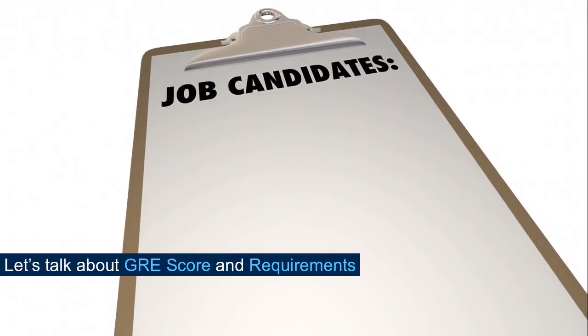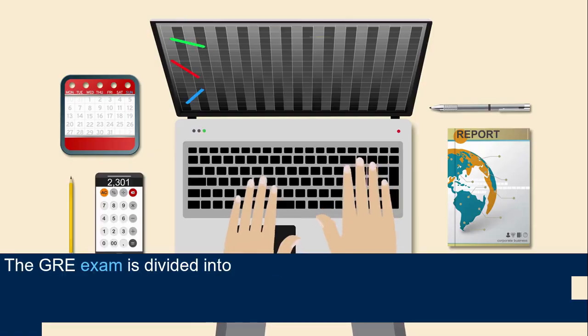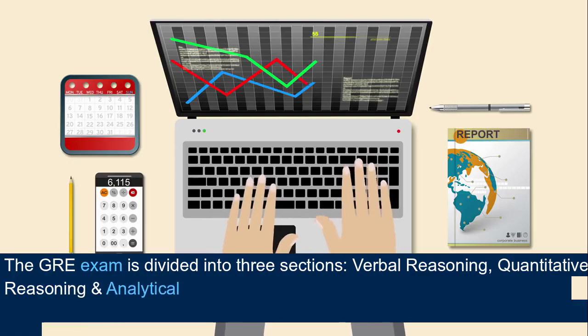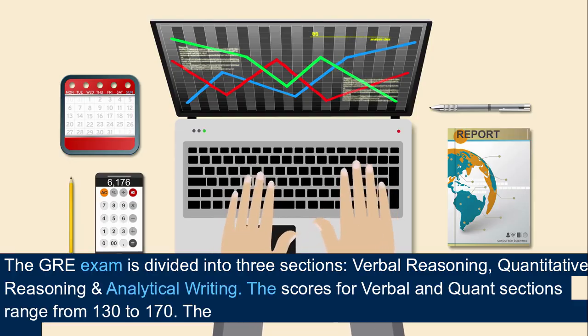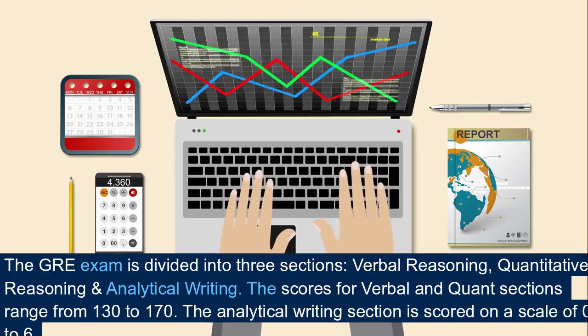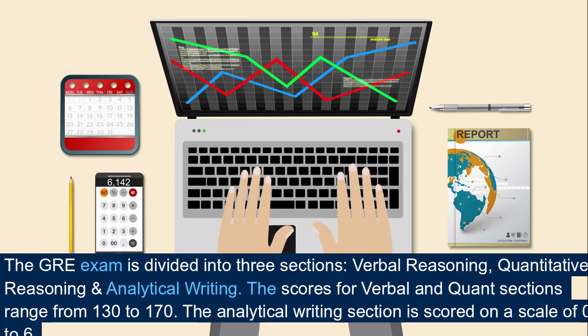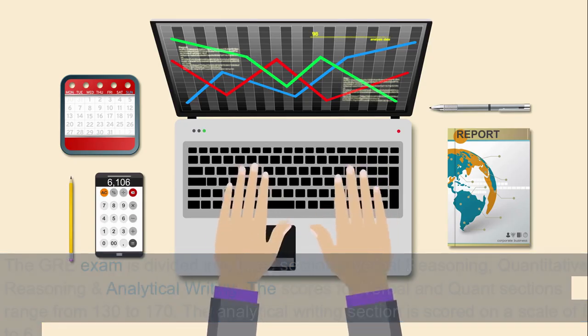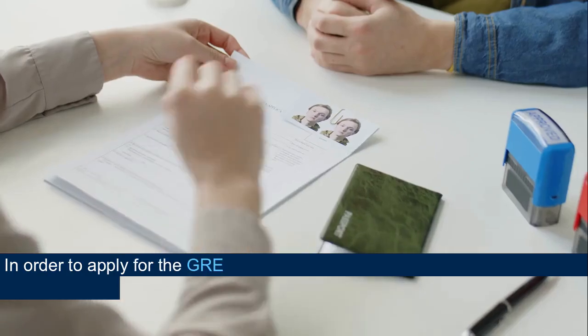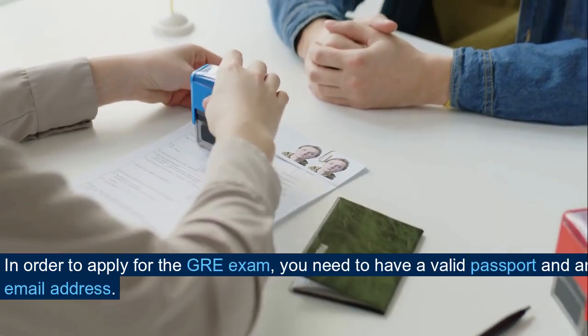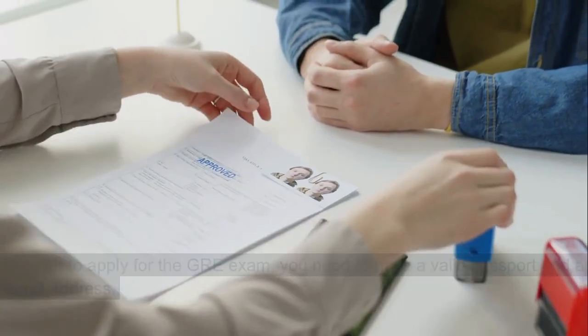Let's talk about GRE score and requirements. The GRE exam is divided into 3 sections: verbal reasoning, quantitative reasoning, and analytical writing. The scores for verbal and quant sections range from 130 to 170. The analytical writing section is scored on a scale of 0 to 6. In order to apply for the GRE exam, you need to have a valid passport and an email address.